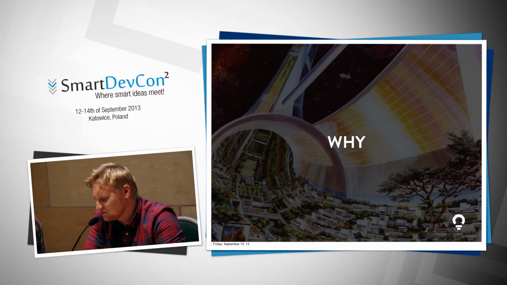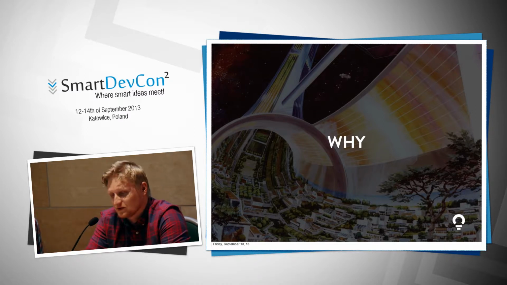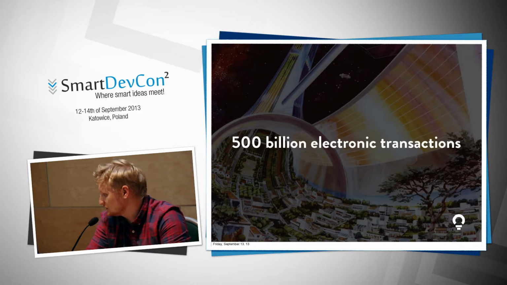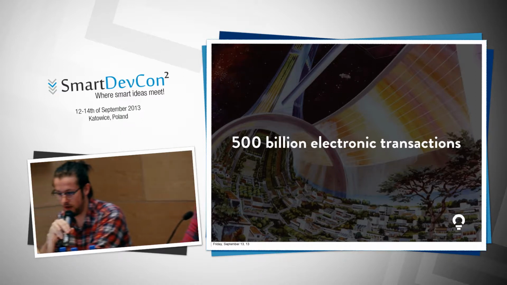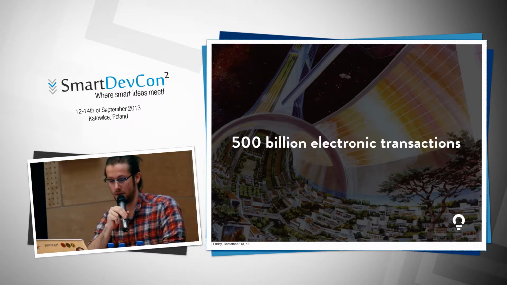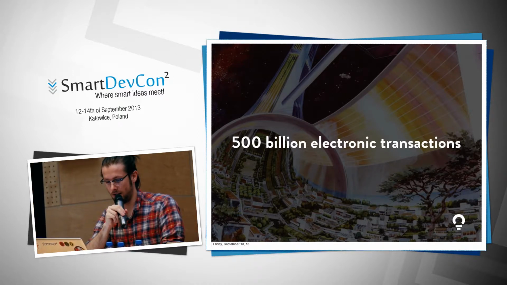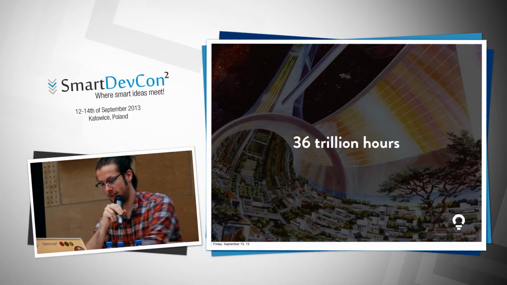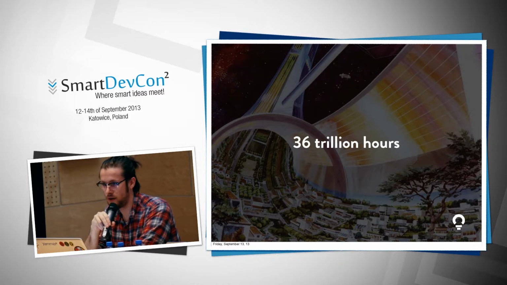Okay, so why Ripple? Why should we actually do it? Currently we have about 500 billion electronic transactions per year, which take, and this is sick, 36 trillion hours for everybody to wait for them.